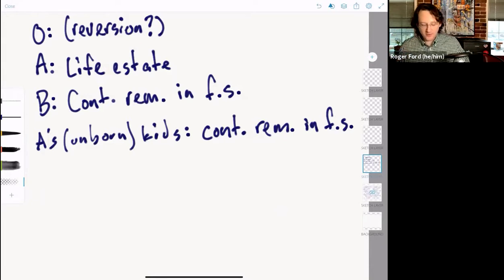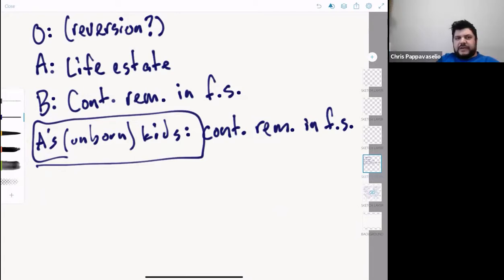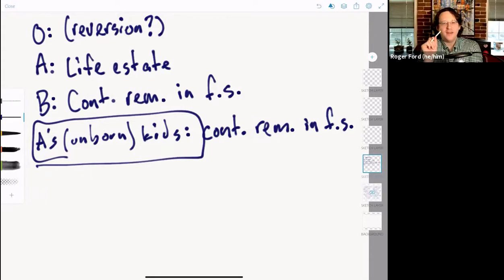So then the only other question is whether there is a reversion. And this is actually kind of subtle and complicated. So when can A's unborn kids receive the property? Mr. Papavasilio. If they survive A's death. So they can get it at A's death. Is there any other time?